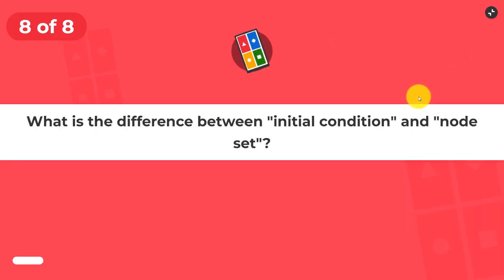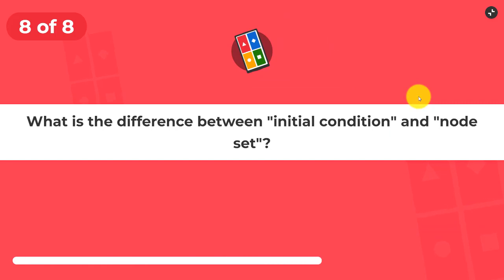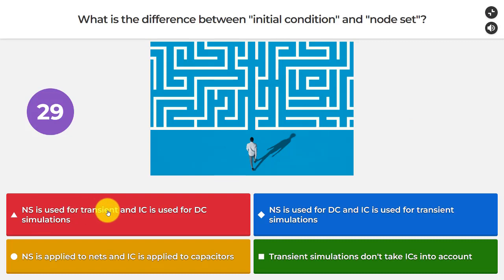For our last question today, what is the difference between initial condition and node set? Node set is used for transient, and initial condition is used for DC simulations. Node set is used for DC, and initial condition is used for transient simulations. Node set is applied to nets, and initial condition is applied to capacitors. Transient simulations don't take initial conditions into account. Well, the answer is going to be this blue one.